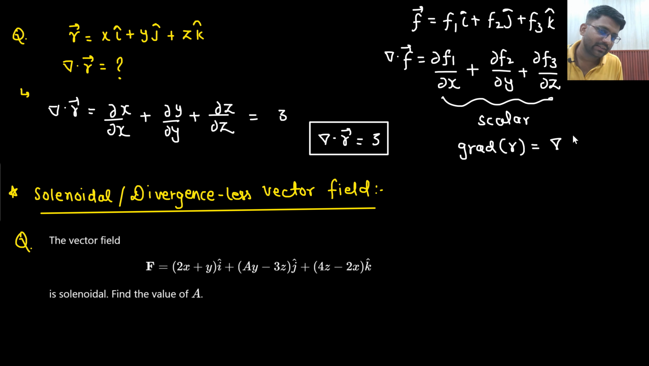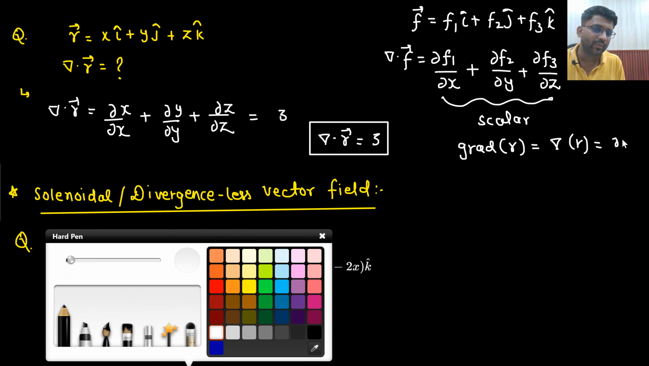You can write it as del R. What is R here? R is under root x square plus y square plus z square. What was the gradient of R? So differentiate R, then simply add the R cap direction. What was the answer? That was R cap only.